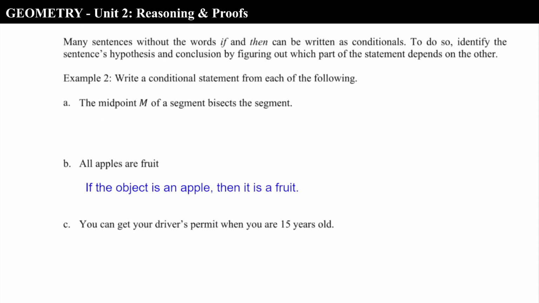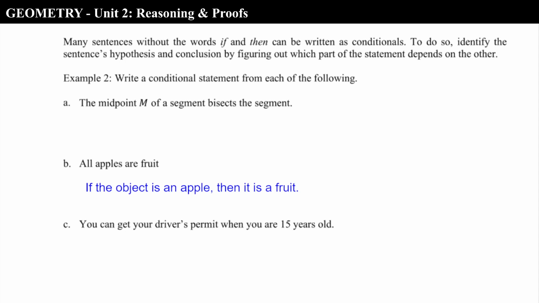Many sentences without the words if and then can be written as conditionals. And to do so, we're going to identify the sentence's hypothesis and conclusion. So it's already written in here for you for part B. All apples are fruit. That's a little less straightforward. Our assumption is that what we have is a fruit. So that's our conclusion. Our hypothesis is what we're presented is an apple. So if the object is an apple, then it is a fruit.